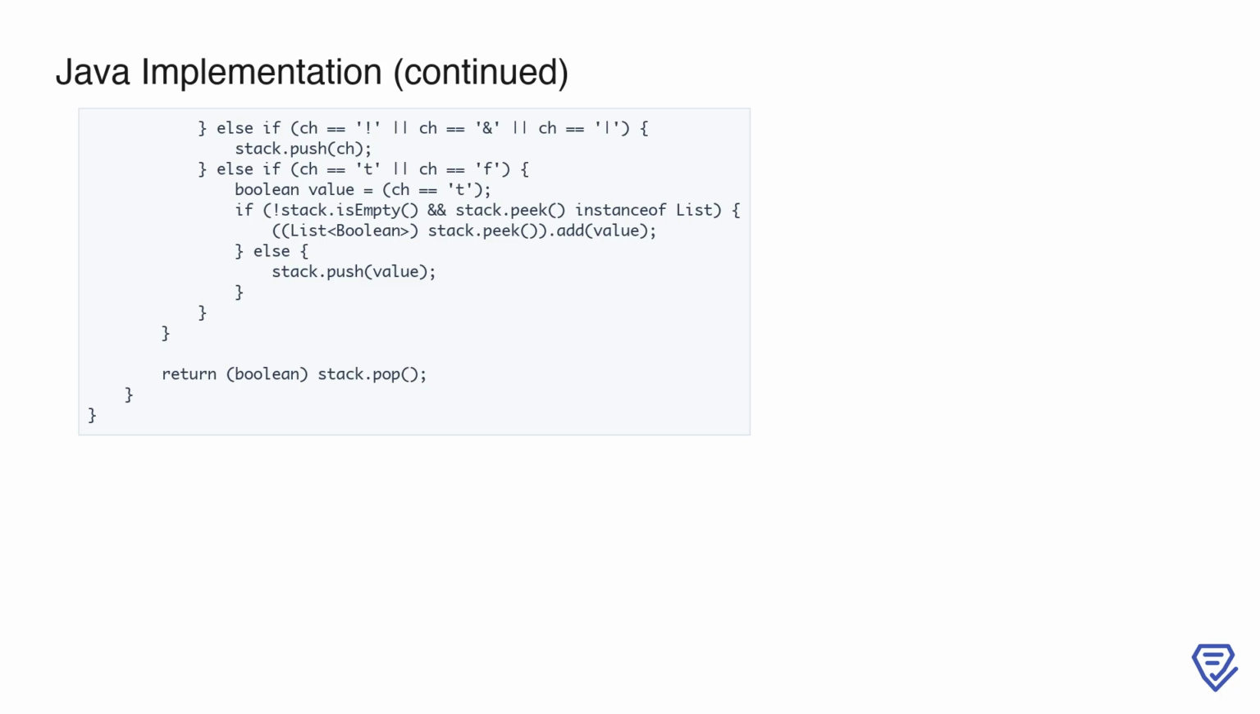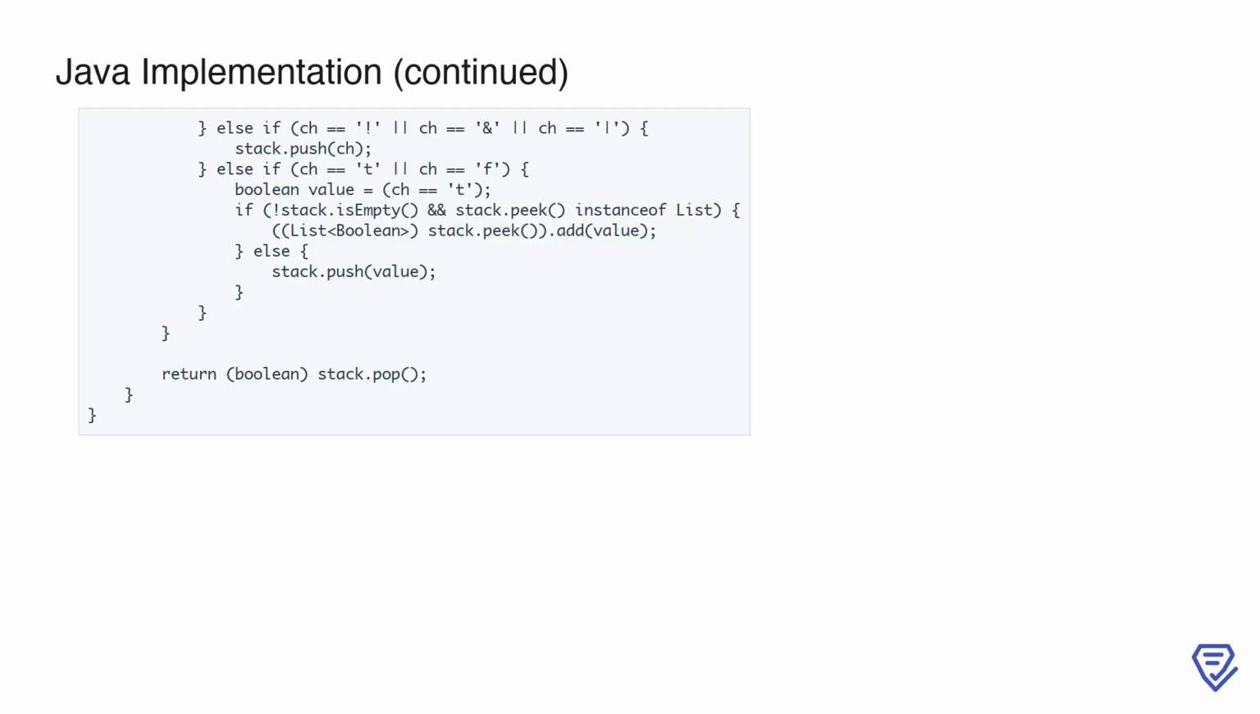For Boolean literals, T and F, we convert them into their respective Boolean values, true or false. If the top of the stack is a list, which means we are inside a group, we add the Boolean value to that list. Otherwise, we push the value directly onto the stack. This ensures that values are correctly grouped under their respective operators. Finally, after processing all the characters in the expression, the stack will contain the final evaluated result of the entire Boolean expression.